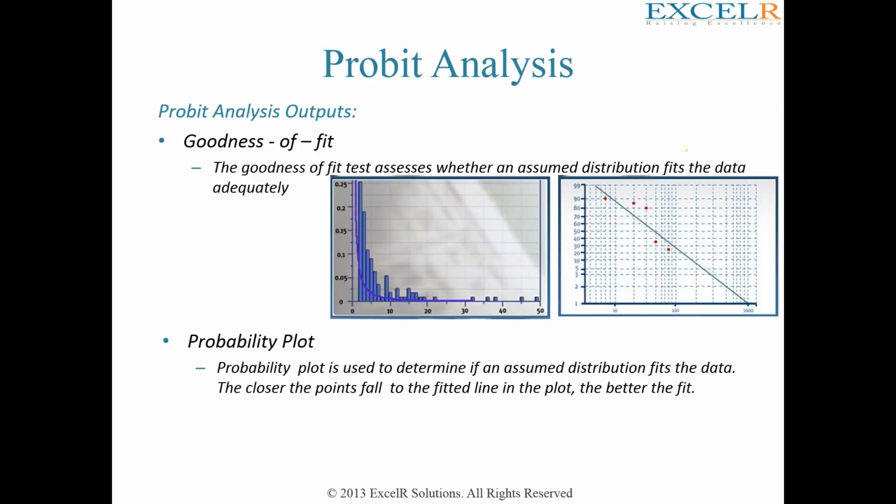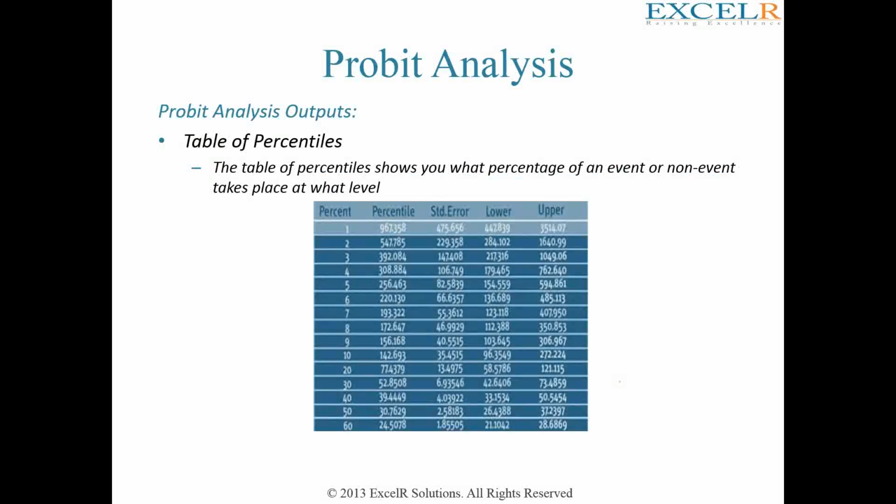For the Probit equation also you have tests, right? You look into goodness of fit and you also look into your probability plot. Here, this is your fitted line, the blue line. The closer your dots are to the line, the better the model fit. And here you can also calculate the table of percentiles with respect to your Probit analysis. What percentage of an event or non-event takes place at what level, basically.